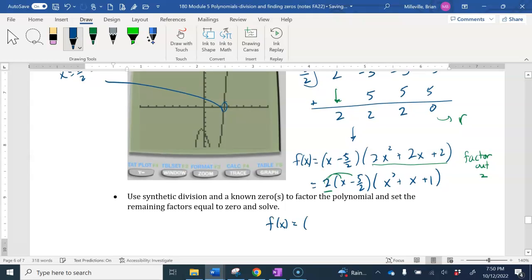All right, 2 times x is just 2x. 2 times 5 over 2 clears that fraction to give me 5. And then we get x squared plus x plus 1. And that's all I want to do for this example.